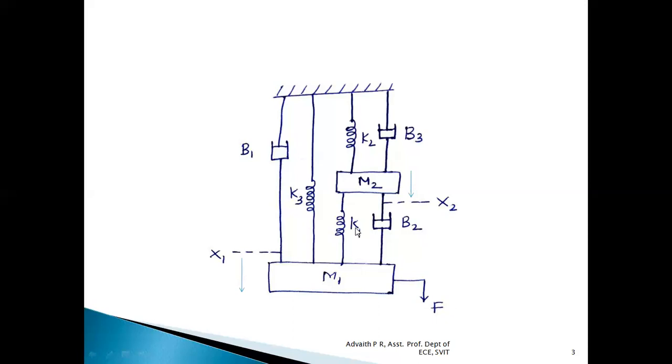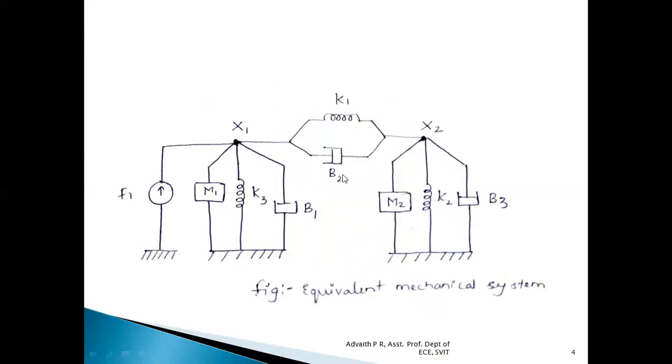If we observe, spring k1 and damper b2 are between displacements x1 and x2. Hence, these two should be written between x1 and x2, and again these two should be connected in parallel. The same thing is done. K1 and b2, one end is connected to x1, the other end is connected to x2, which are in turn connected in parallel. So this is how we write the equivalent mechanical system.